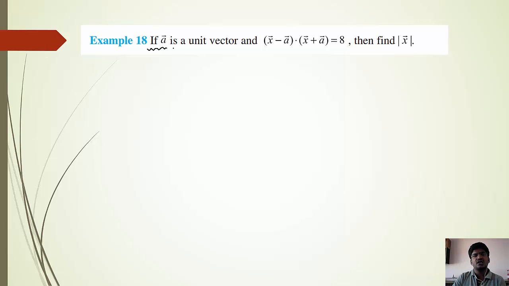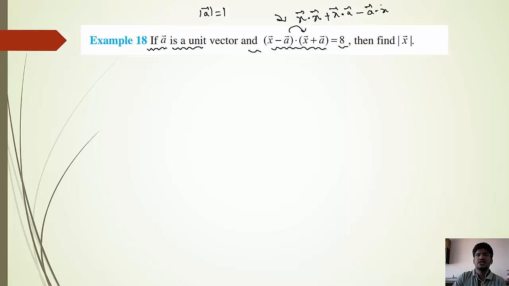If vector A is a unit vector, that means magnitude of vector A is equal to 1. And (vector x minus vector A) dot (vector x plus vector A) is equal to 8. So this is no problem. This is in the form of (A minus B) into (A plus B). So if you simplify this, you are going to have vector x dot vector x, next plus vector x dot vector A, minus vector A dot vector x. Again, it will be minus vector A dot vector A. So these things you are going to simplify. Clear?